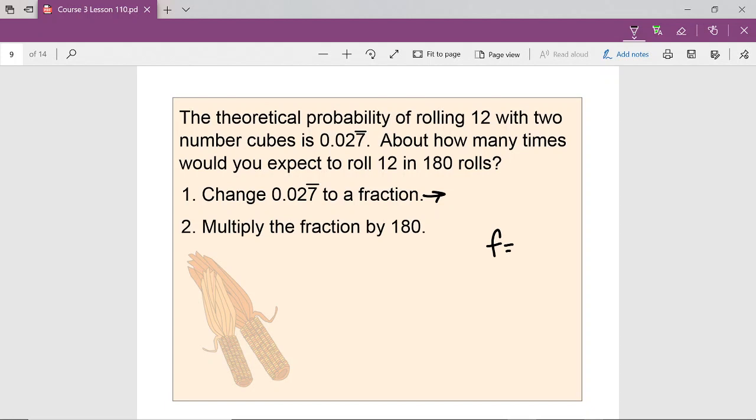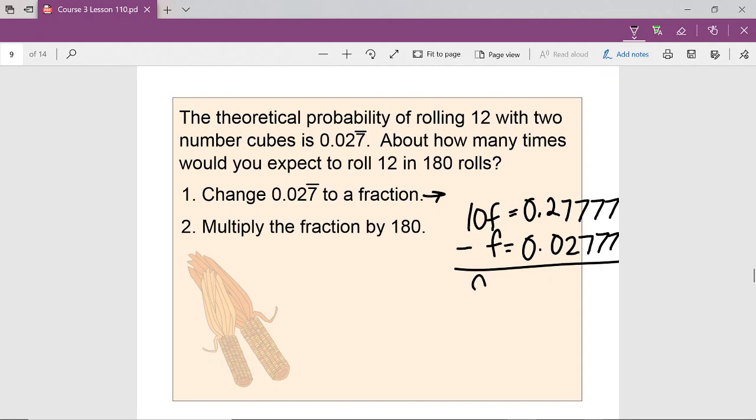F equals 0.027 repeating, and then since only one number is repeating, I'm just going to multiply by 10, which just moves the decimal once. So I get 0.27 repeating. Now to show this one more time, I'm going to put all of these numbers that I have actually behind it that we normally show with that repeat bar. And so that when we subtract, I get my 9f, and I start from over here.